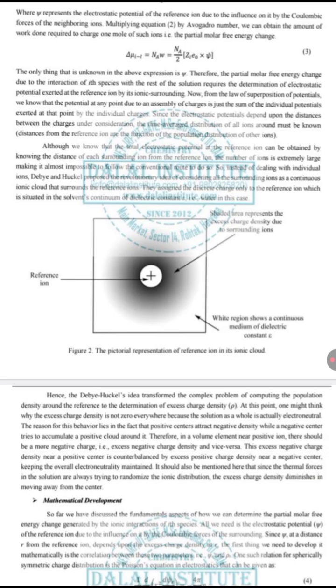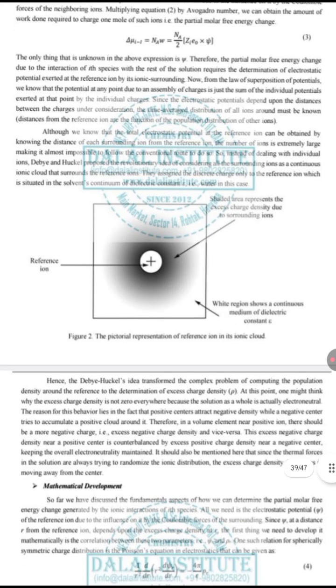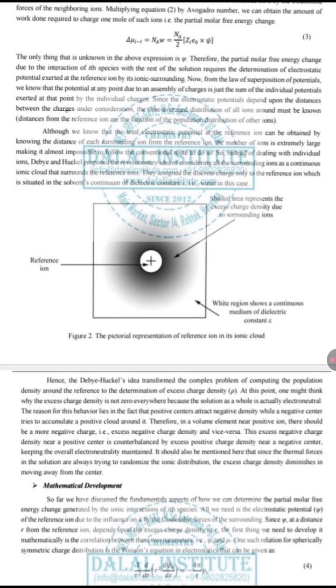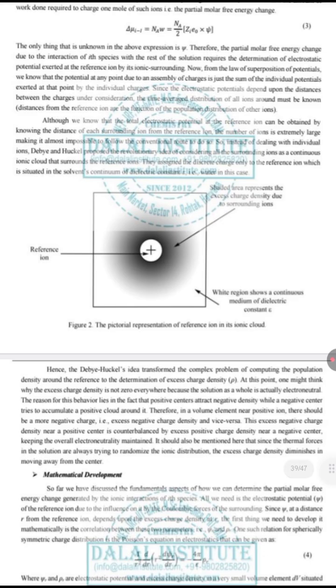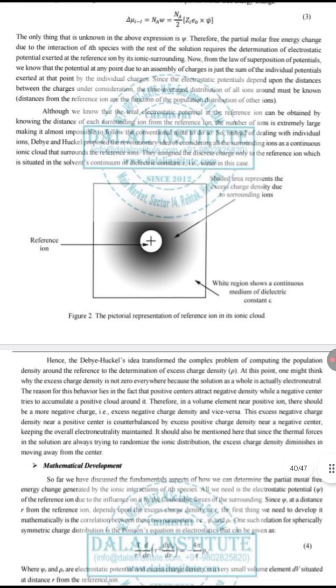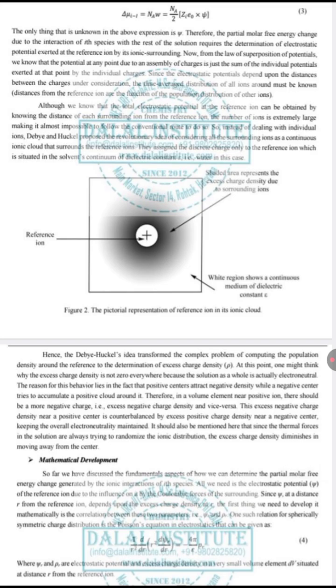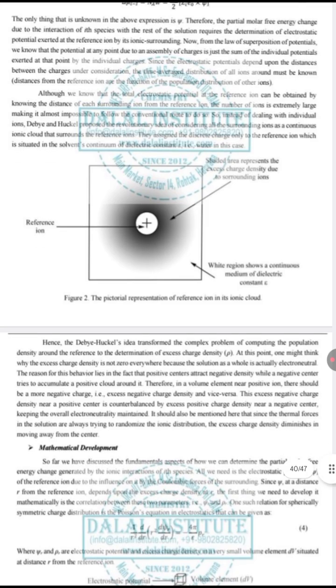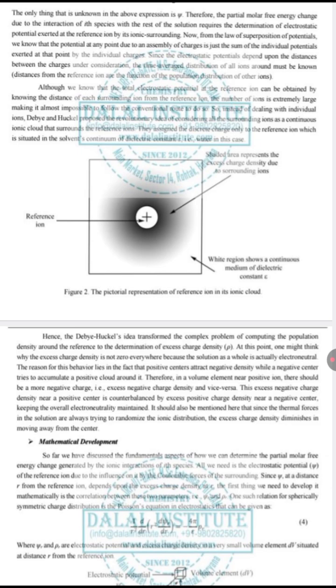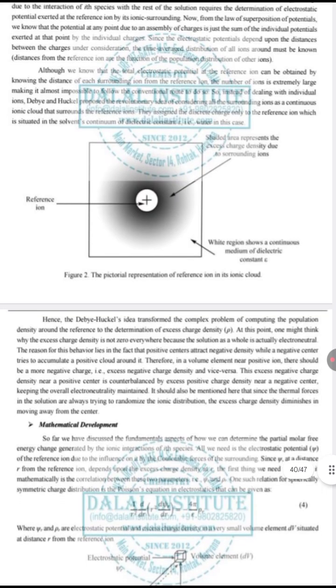Multiplying equation 2 by Avogadro's number, we can obtain the amount of work required to charge 1 mole of such ions, that is, the partial molar free energy change. Δμ_i-i equals Na times W, which equals Na divided by 2 times zi e0 times psi, equation 3. The only unknown in the above expression is psi. Therefore, the partial molar free energy change due to the interaction of the ith species with the rest of the solution requires the determination of the electrostatic potential exerted at the reference ion by its ionic surroundings.